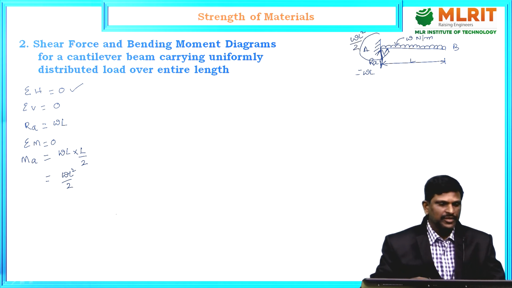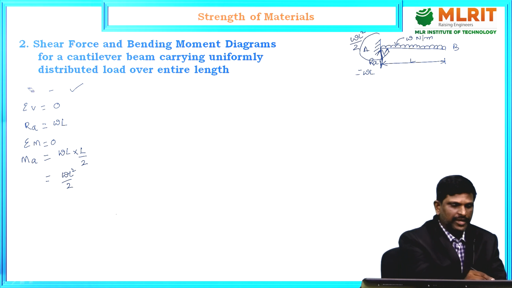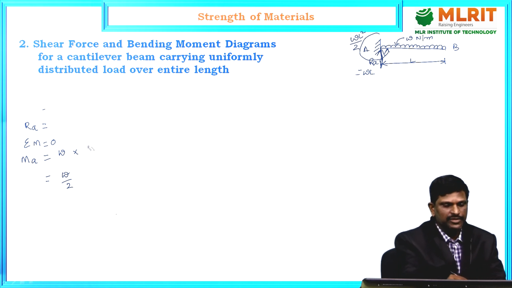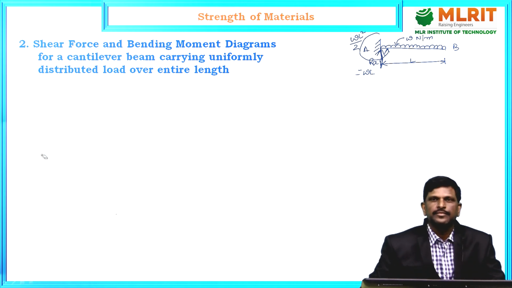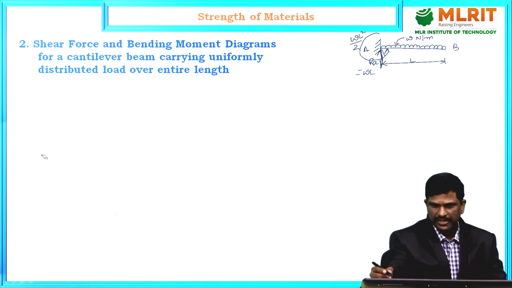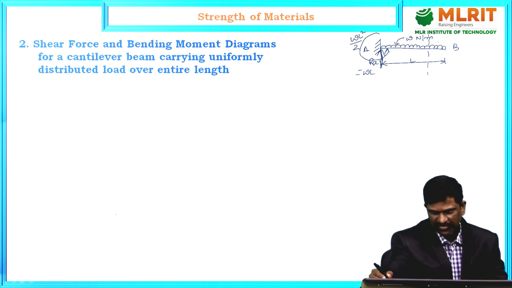Right. Now, let us find the shear force and bending moment diagrams for the cantilever beam carrying a uniformly distributed load over the entire length. Consider a section 1-1 at a distance of x from the free end B.